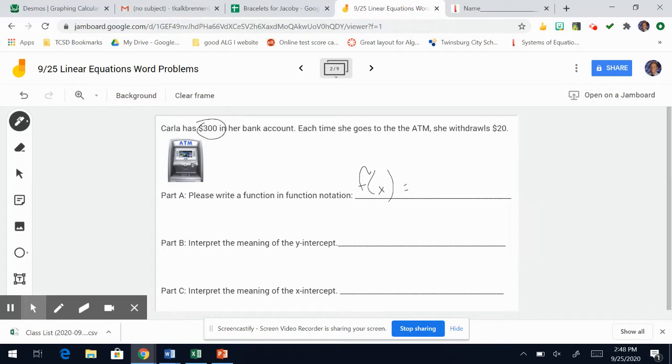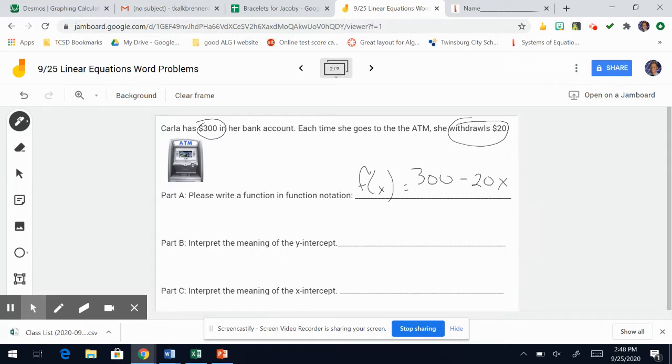$300 here, and every time she withdraws 20, so that's going to be your account balance being 300. And every time she goes to make a withdrawal, she takes away $20 every withdrawal. So I'm just going to use x. We can use f of w if we were using w for withdrawal, but I'm just going to use x just to make sense. So what does that look like?